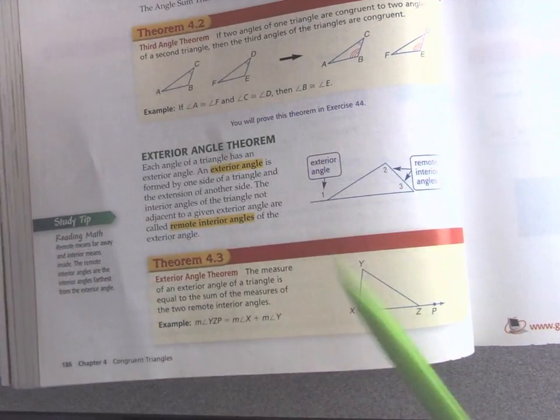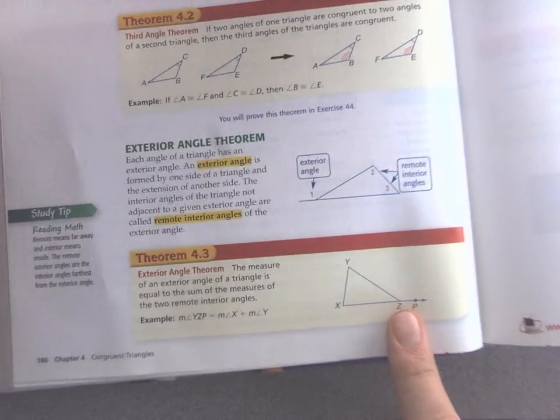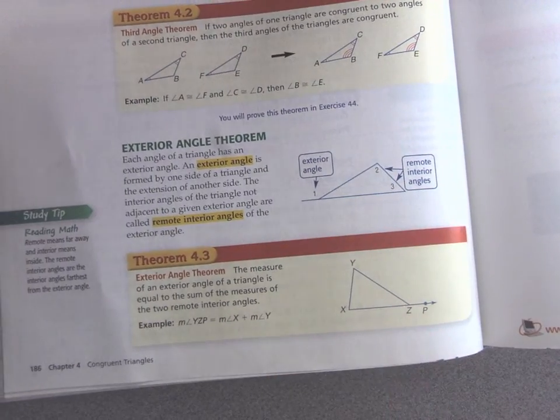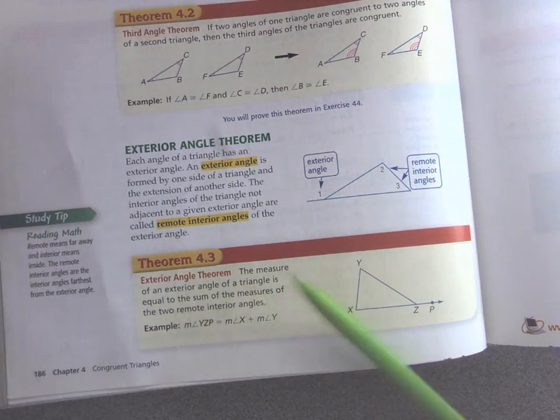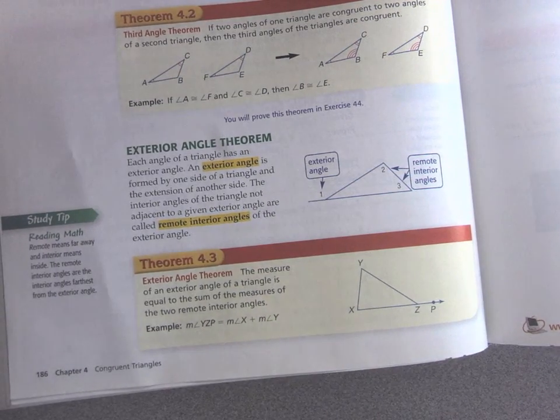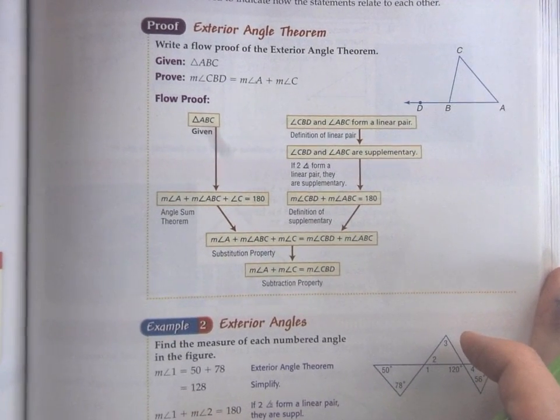Down here at the bottom of page 186, we have those 2 key terms right there and a little picture that's showing you what they look like. So you can use those definitions, add them to your notes, draw that picture, add it to your notes. Here's the theorem itself, exterior angle theorem, write it out, add it to your notes. And then the proof of that theorem is over here, okay?